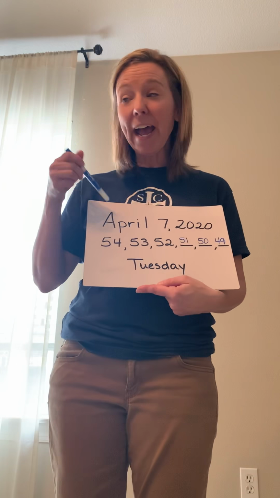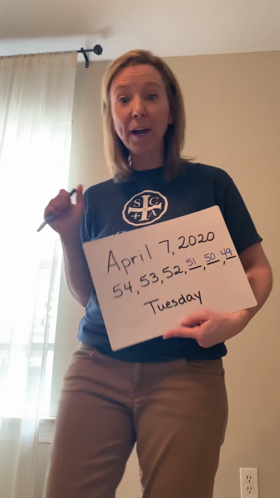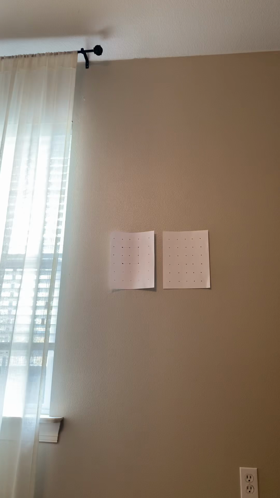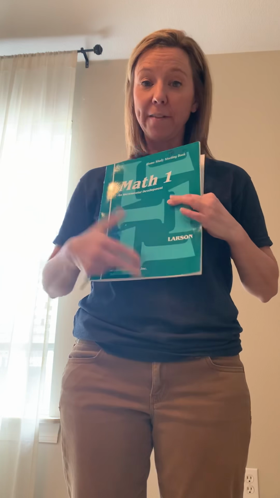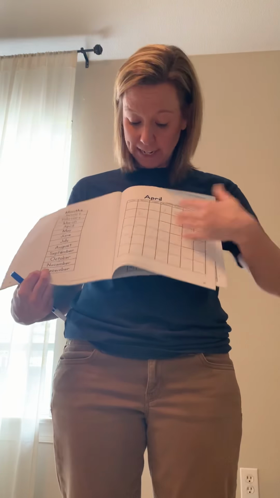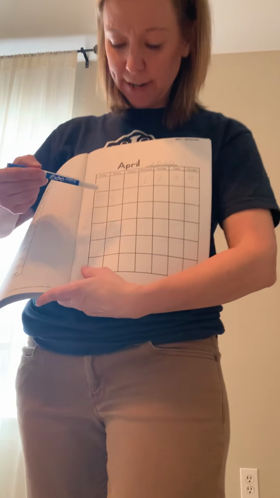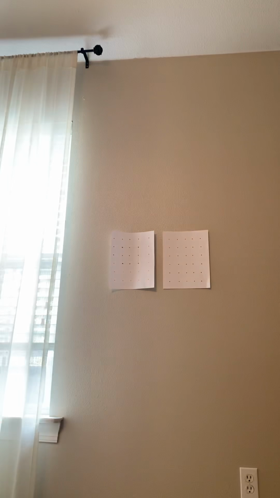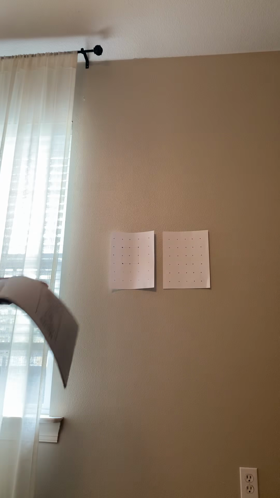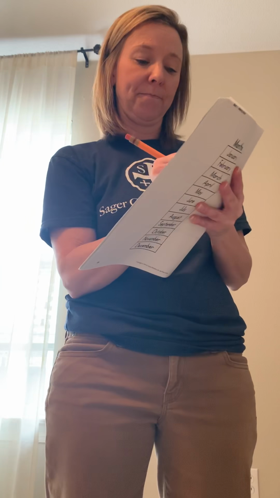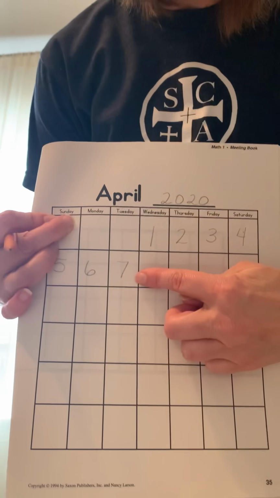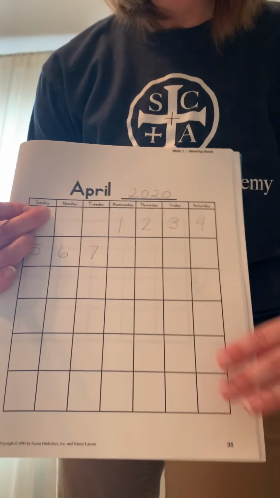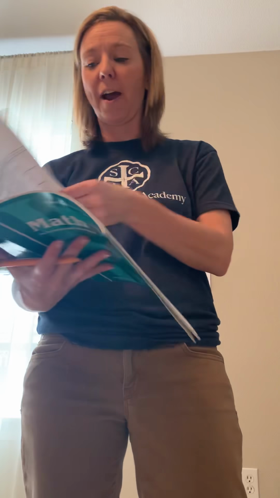Okay, let's go ahead and get out our math meeting book. I'm going to grab mine and open it up to your April calendar. And we are going to add today's date. So, I haven't done that. Today is April 7th. Let me grab my pencil and fill that in as well. April 7th. Good. See, I got my 7 in. April 7th.